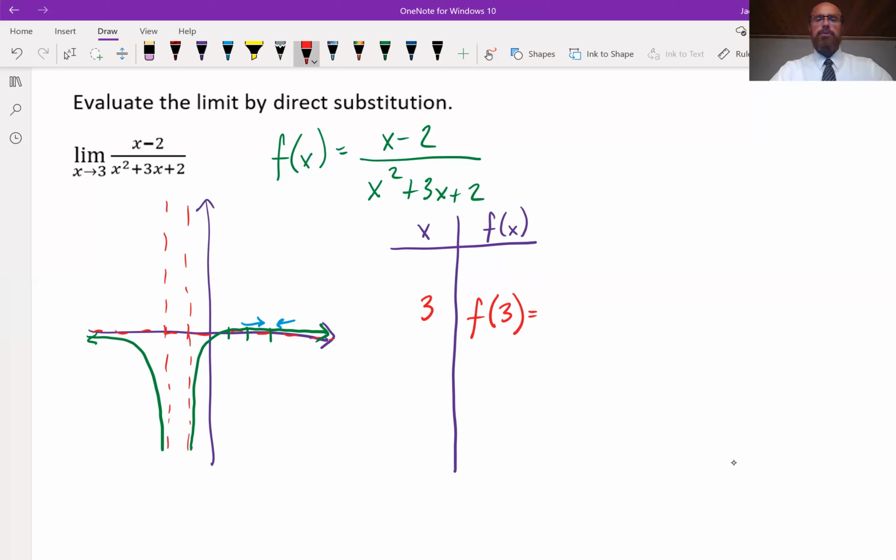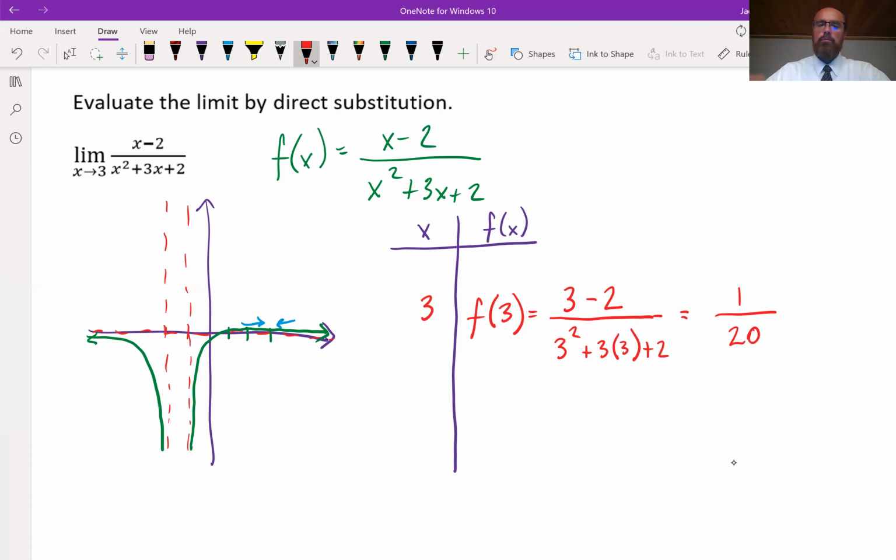So from this function that we wrote in green there, I'm just going to substitute every x with the specific value of 3. So it becomes 3 minus 2 over 3 squared plus 3 times 3 plus 2. And let's evaluate that fraction. So 3 minus 2 is going to give us the difference of 1. And then for the denominator, it's going to be a large denominator. This is 9, 3 squared, plus 3 times 3 is another 9. So 9 plus 9 is 18, plus 2 is 20. 1 over 20.